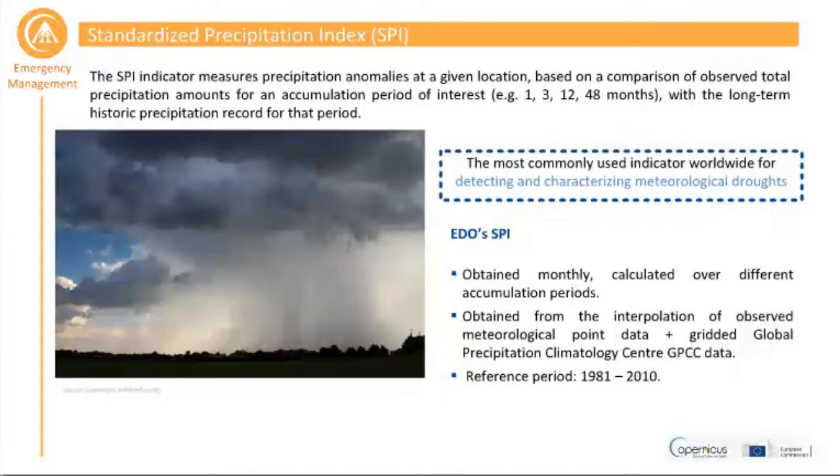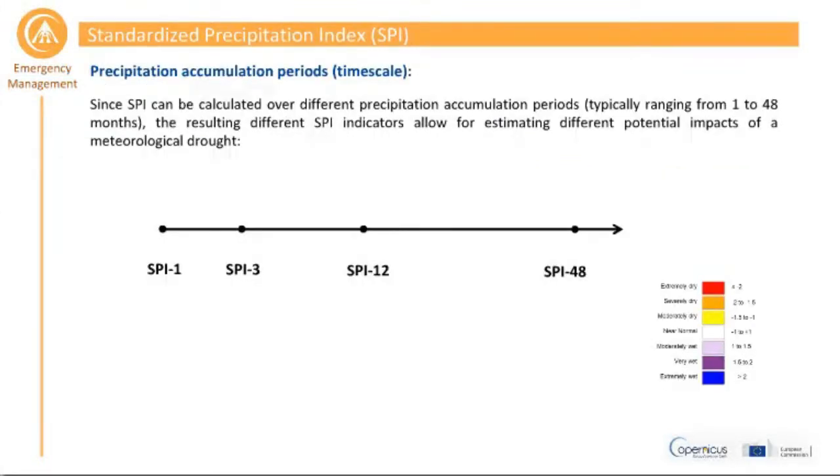The standardized precipitation index, SPI, is used to measure meteorological drought by measuring precipitation anomalies, based on a comparison of observed total precipitation amounts for an accumulation period of interest with the long-term historic precipitation record for that period. EDO SPI is obtained monthly from the interpolation of observed meteorological point data and gridded data from the Global Precipitation Climatology Centre, GPCC. And it's calculated using a reference period of 30 years.